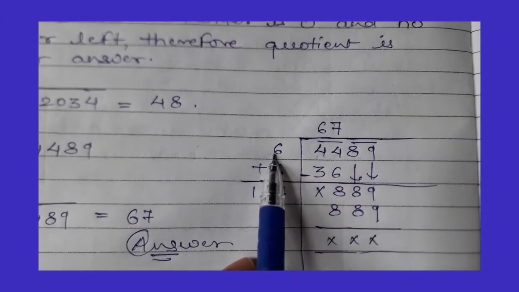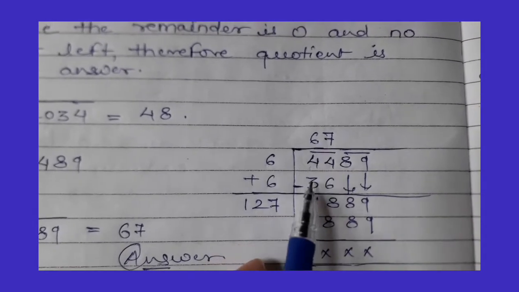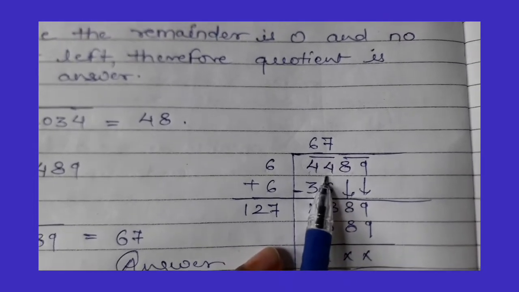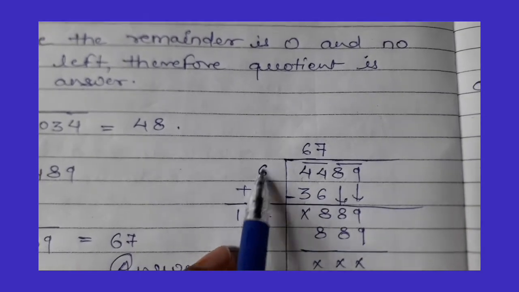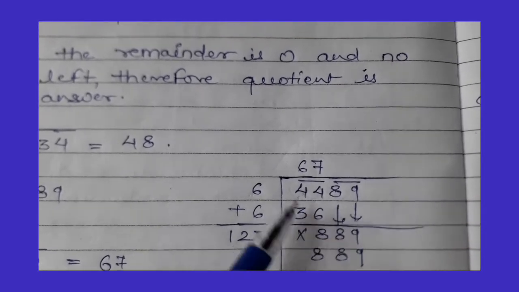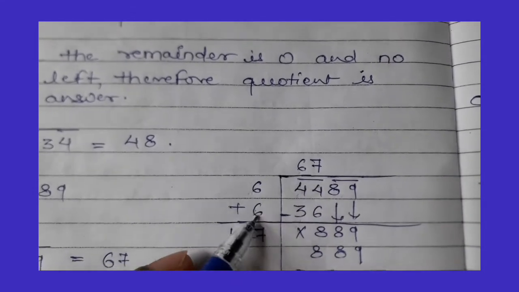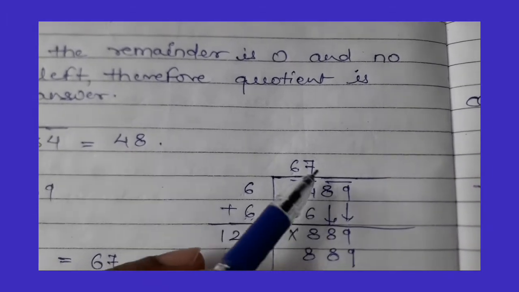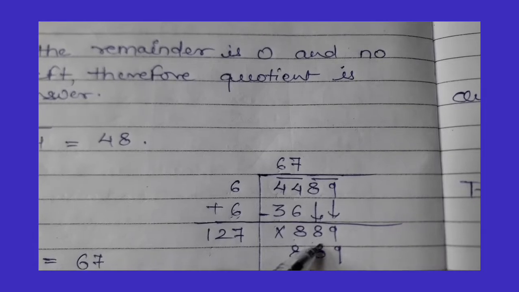Suppose we take 5, 5 5s are 25, 6 6s are 36, 7 7s are 49. So students, 49 will be greater than 44, so I have chosen 6. Then we'll take 6. So 6 6s are 36. Now 44 minus 36 is 8. Whatever number we have written here, we'll add the same number. So here 6 plus 6 is 12. Now we'll note down the next pair. Now this is 889.